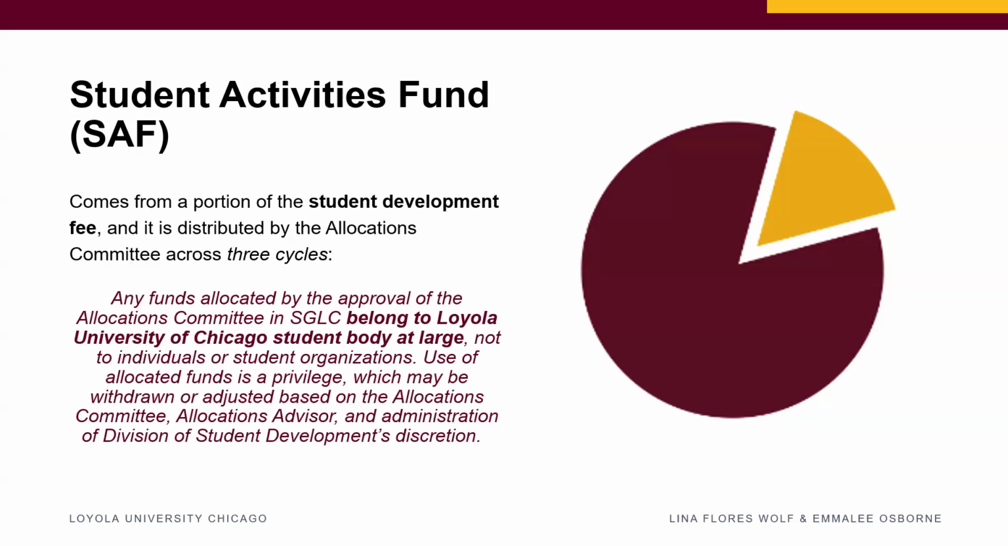It's also important to note that the use of these funds is a privilege. So this can be withdrawn or adjusted at any time based on the Allocations Committee, the allocations advisor, and administration of the Division of Student Development. So if an organization is not in good standing, student activities funds might be paused or removed.